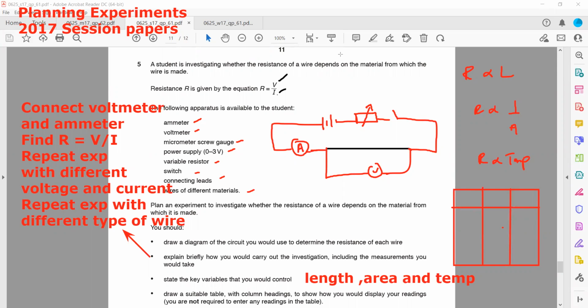So whenever you draw a table, it must be with column headings. Voltage is measured by a voltmeter, and the unit is volts. Current is measured by an ammeter, unit is amps, ampere. And the resistance you will calculate by using the ratio between voltage and current, and the unit will be ohm. You don't have to write any numbers here. You just have to draw a table to represent how you display your readings.